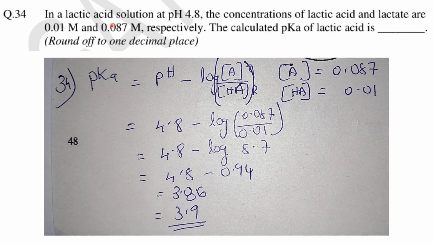Then next one. In a lactic acid solution at pH 4.8, the concentrations of lactic acid and lactate are so and so respectively. The calculated pKa of the acid? So it is given by the Henderson-Hasselbalch equation, that is pKa is equal to pH minus log of concentration of A minus by concentration of HA. Now A minus is the concentration of lactate, it is 0.087, and HA is that of lactic acid, that is 0.01. Substitute the values and you will get it as 3.9.